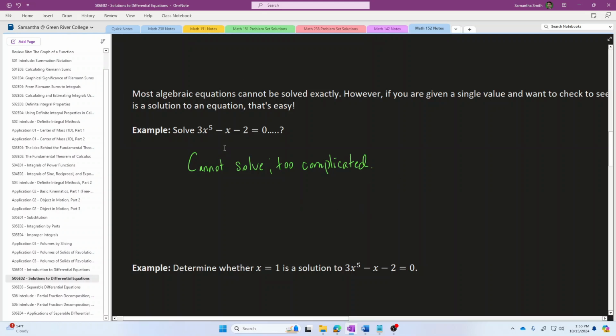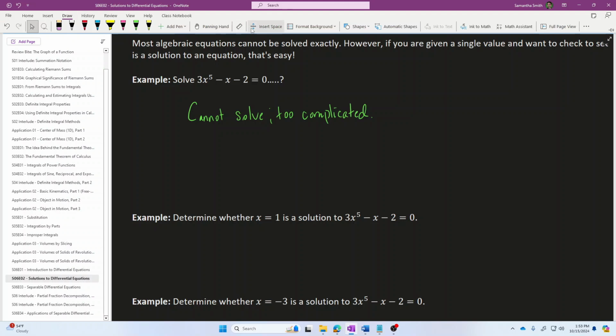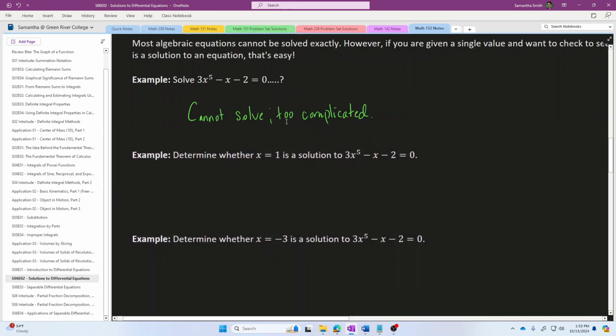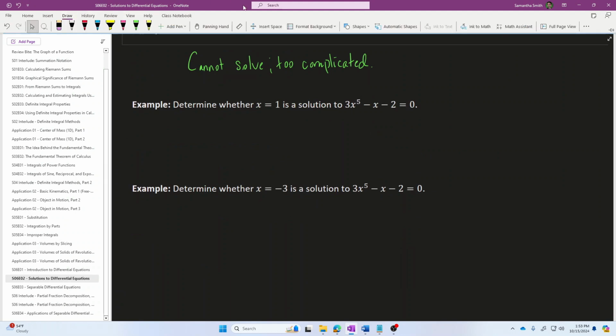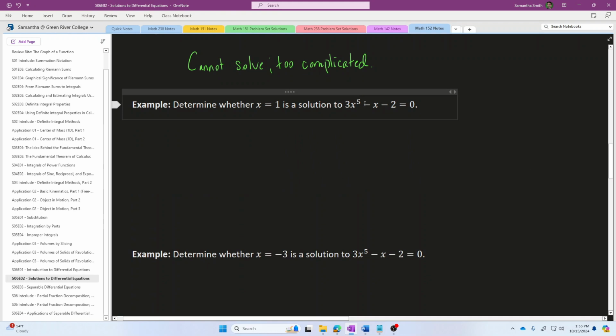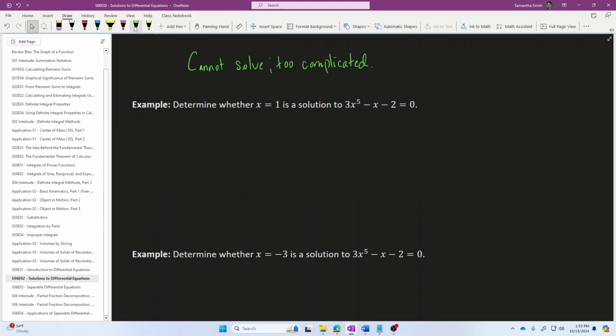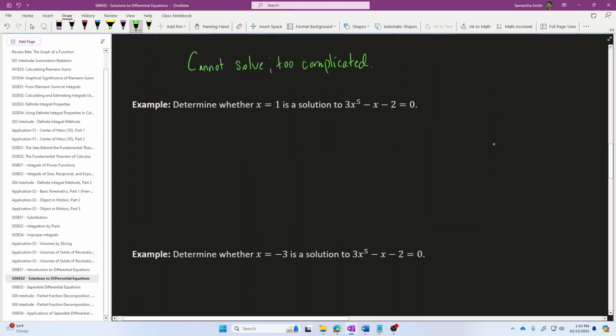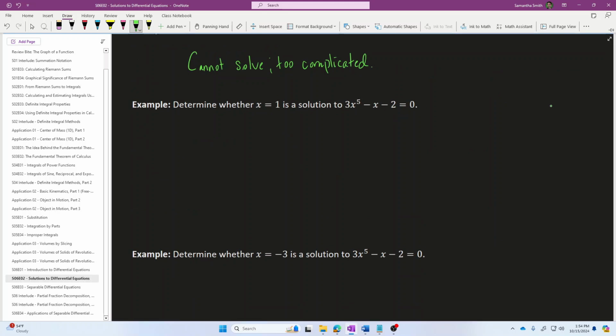However, even though it is usually very difficult to solve equations, it is always easy to take a single value and check to see if that single value is a solution to an equation. Because if someone says, I'm thinking about specifically x equals 1, could you check and see, is x equals 1 a solution to this equation? You can answer that question. Even though you cannot solve the equation yourself, you can answer this question just by plugging in the value to the equation and checking to see if the equation is true or not.